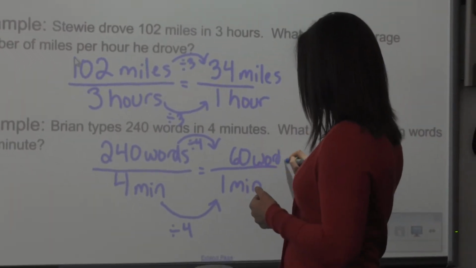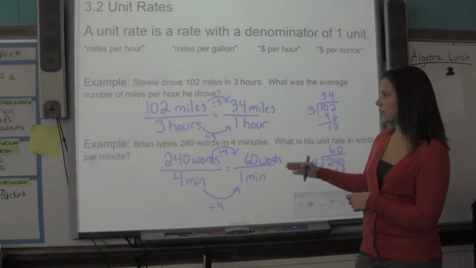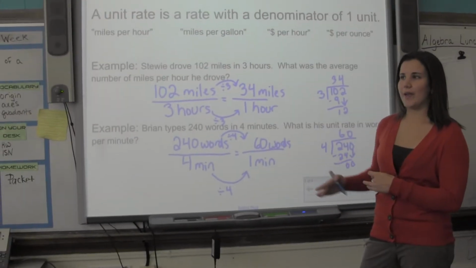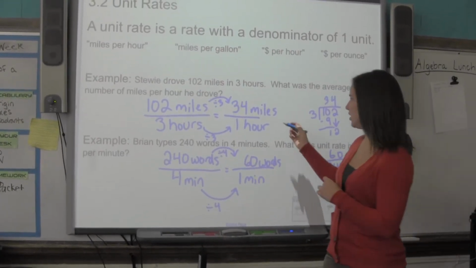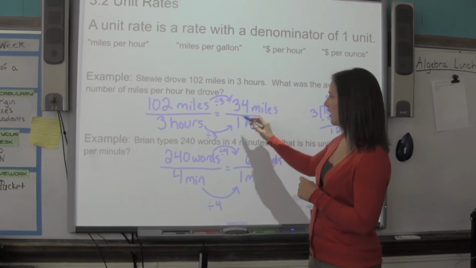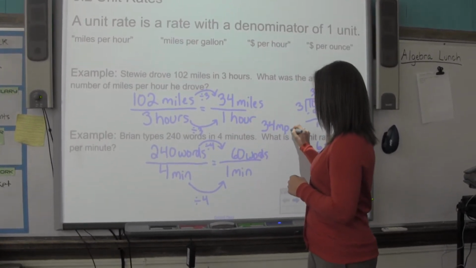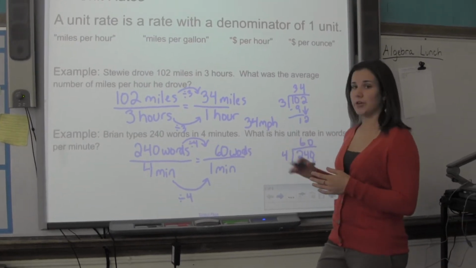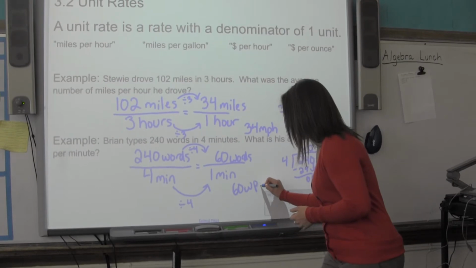And I can do this calculation over here if I need to. Words per minute. Now some of these common phrases like words per minute and miles per hour, we have a shortened version of it that we can use. So instead of saying 34 miles over 1 hour, we would write 34 miles per hour. Or 60 words per 1 minute, we can write as 60 words per minute.